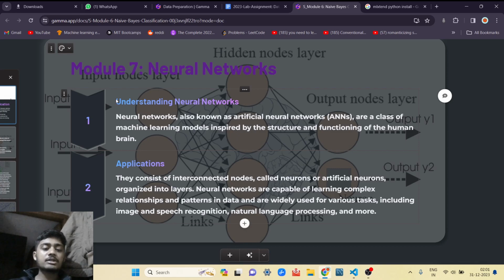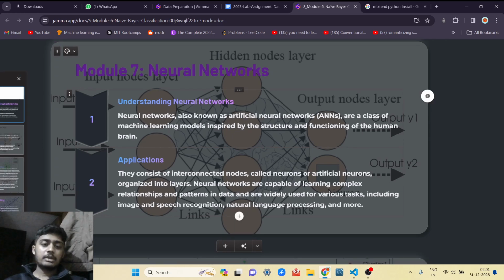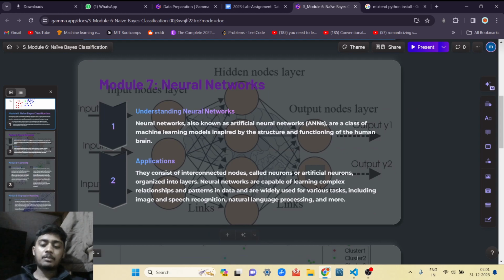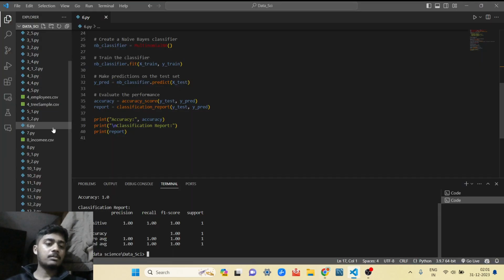They consist of interconnected nodes called neurons or artificial neurons, and these neural networks are capable of learning complex relationships and patterns in data and are widely used for various tasks like image and speech recognition and language processing. Let's see this neural network with the help of a Python program.